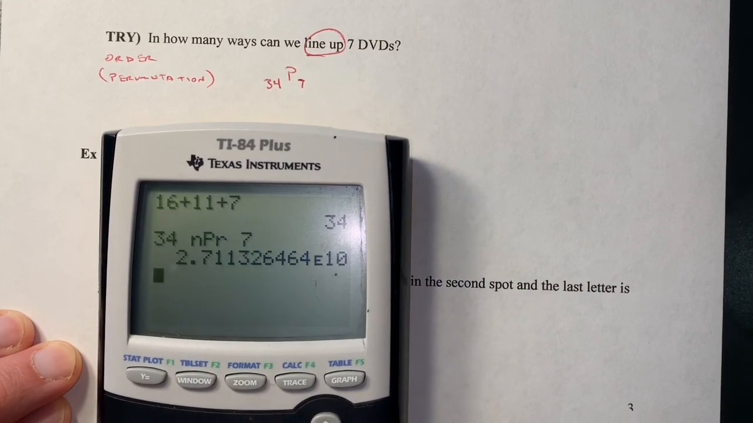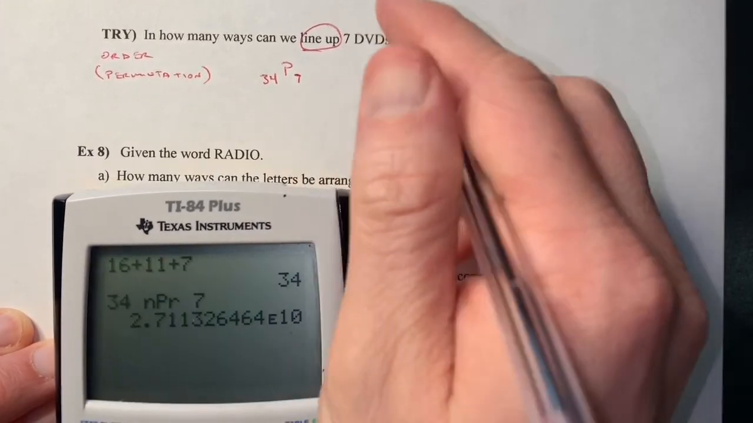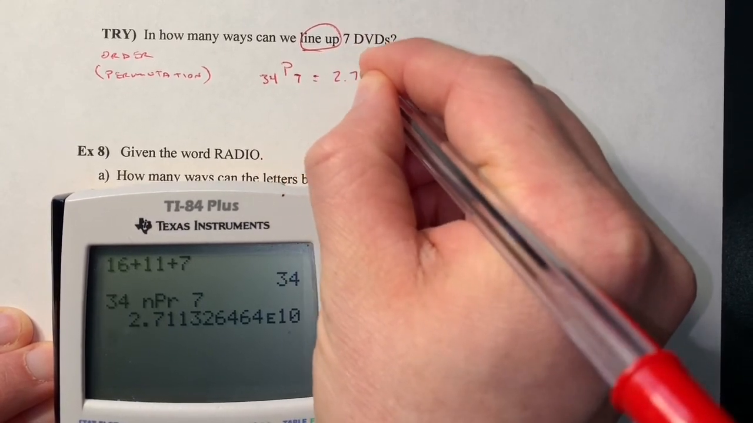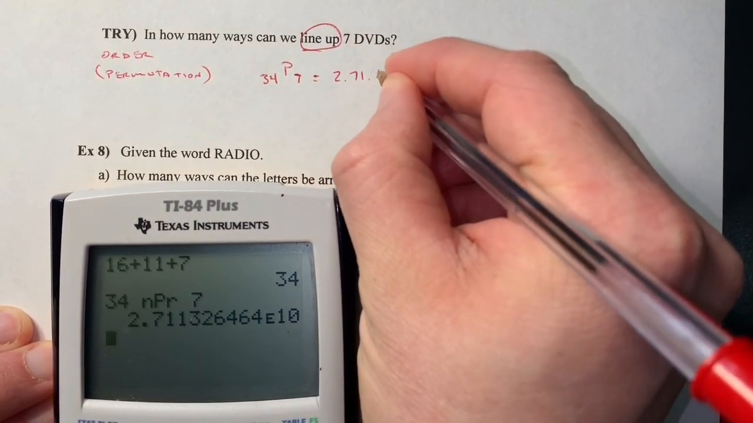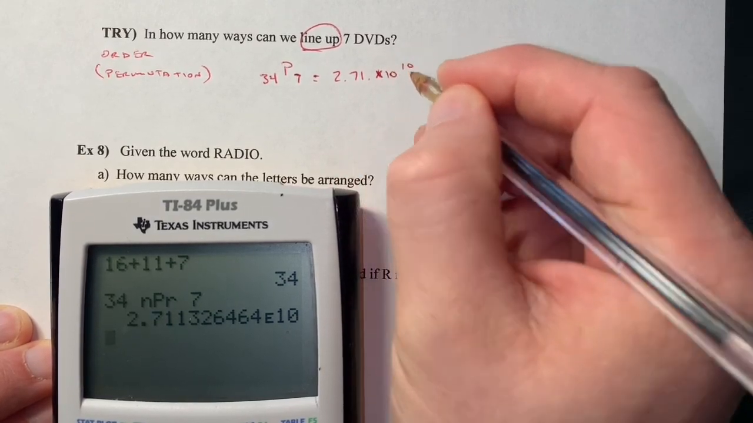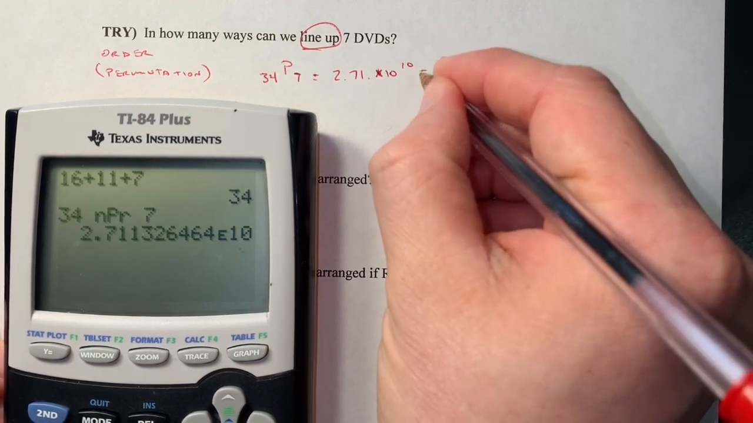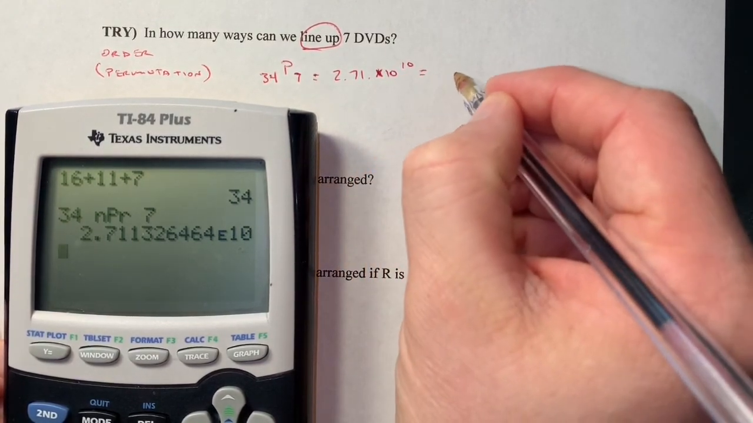So I get 2.7, and I'll just round to 2.71 times 10 to the 10th power. Okay, now I'm going to write out the actual number also. So this is scientific notation. I'm going to put it in standard notation.